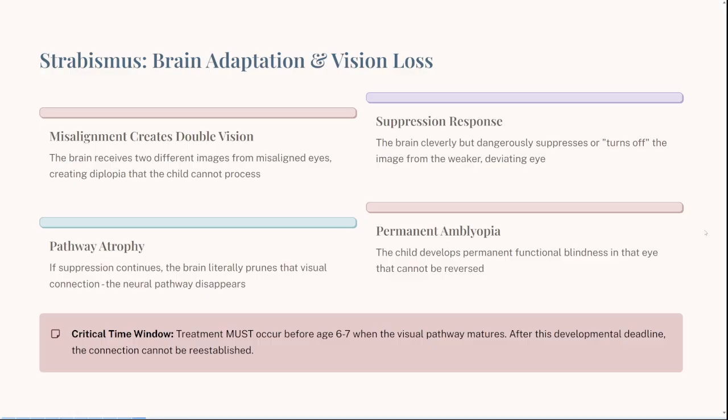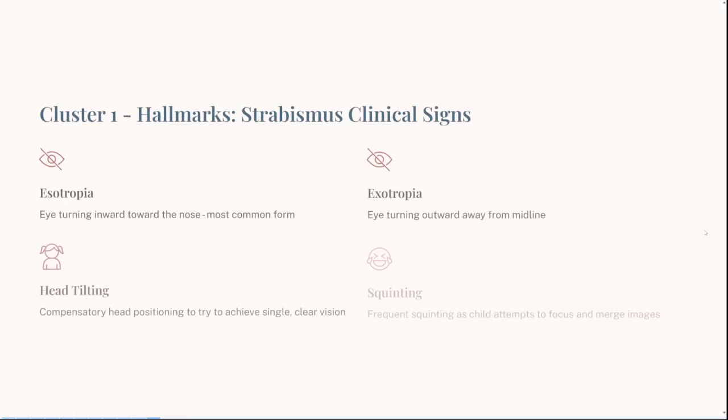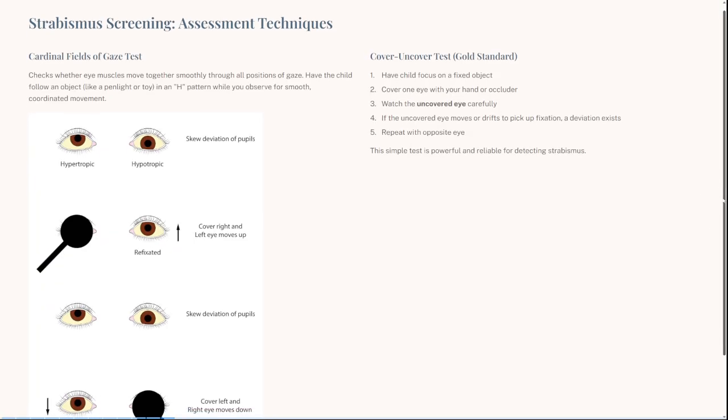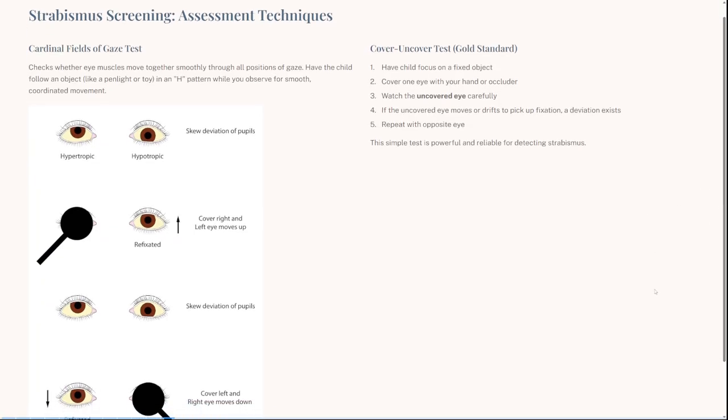How do we screen for it then? What are the key assessments? We use a couple of standard tests. The cardinal fields of gaze test checks if the eye muscles are moving together smoothly, but the gold standard for screening is the cover-uncover test. Can you walk us through that? Sure. You have the child focus on an object, you cover one eye, and you watch the uncovered eye. If that eye has to move or drift to pick up fixation, then you know there's a deviation. It's a simple, powerful test.